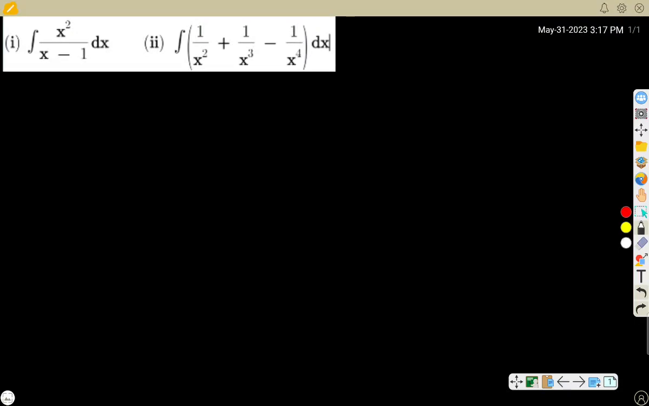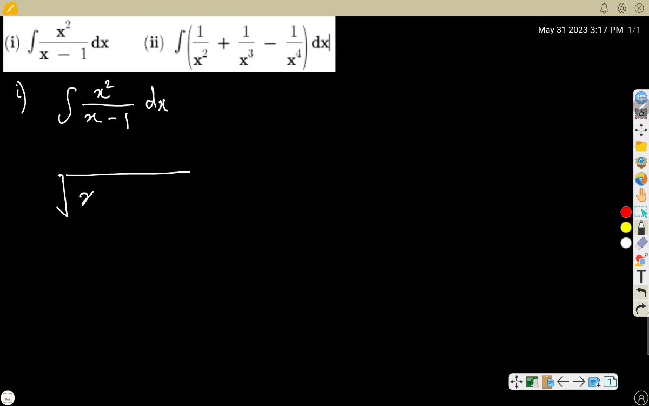So now let's do the integration. For the first one, integral of x squared divided by x minus 1 dx. So we need to use long division to split this integral. So use your long division.